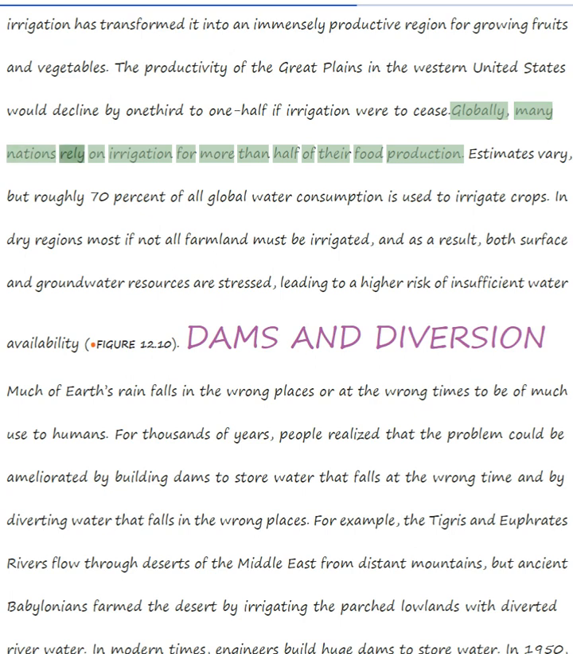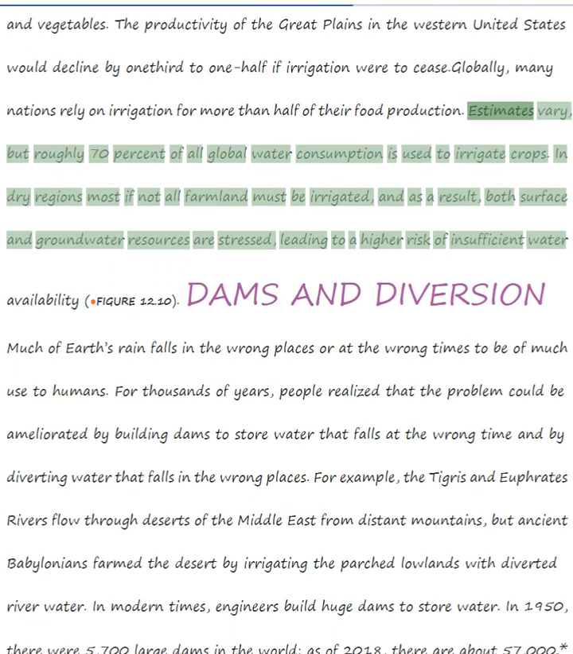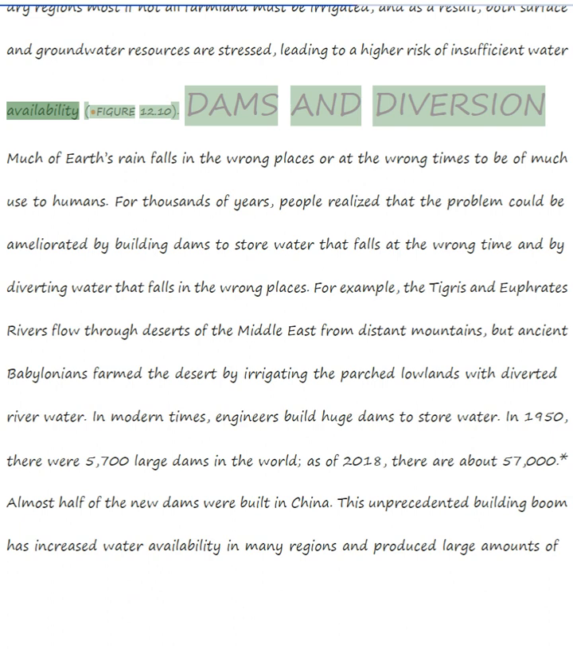Globally, many nations rely on irrigation for more than half of their food production. Estimates vary, but roughly 70% of all global water consumption is used to irrigate crops. In dry regions, most if not all farmland must be irrigated, and as a result, both surface and groundwater resources are stressed, leading to a higher risk of insufficient water availability.